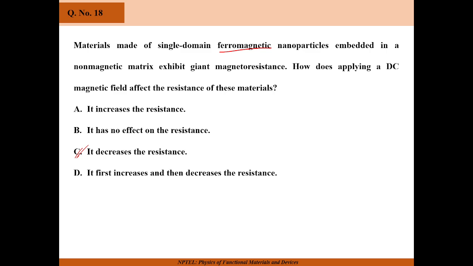Materials made of single domain ferromagnetic nanoparticles embedded in a non-magnetic matrix exhibit GMR. How does applying a DC magnetic field affect the resistance of these materials? The correct answer is that it decreases the resistance.